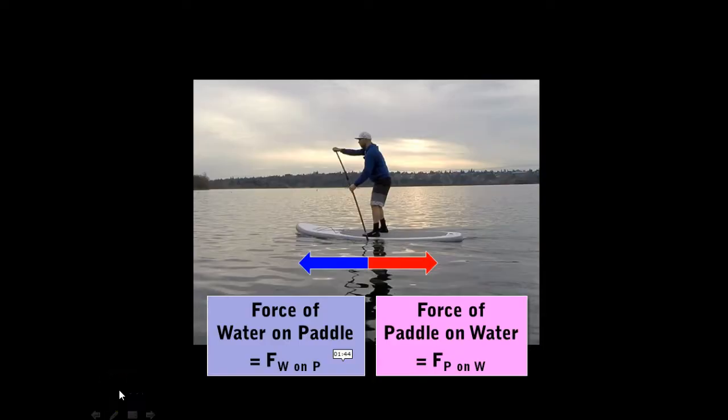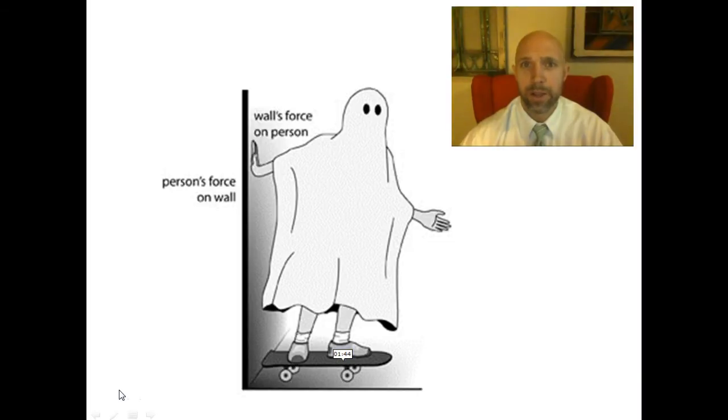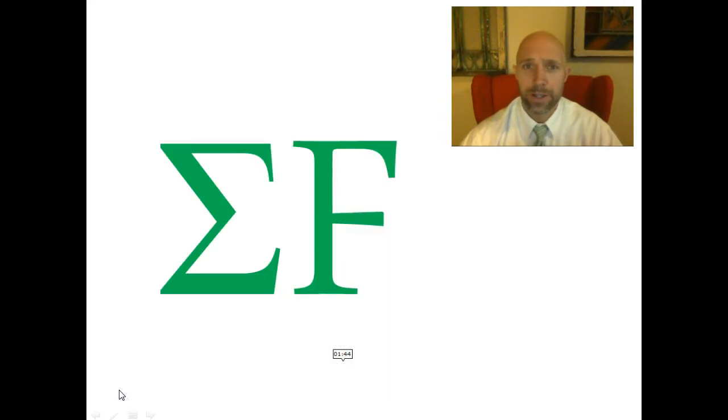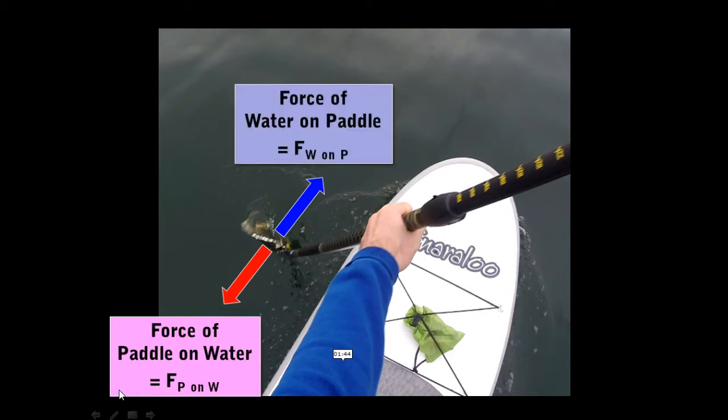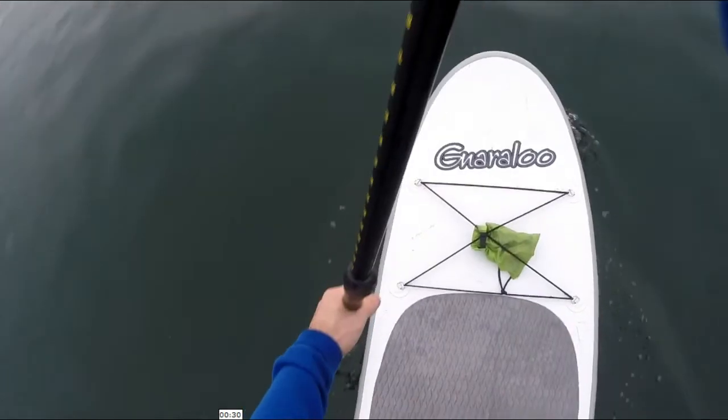What's cool with stand-up paddleboarding is it allows us to look at the role of the net force and really the angles involved. Kind of like what we saw with our ghost dude on a skateboard. You can see kind of what is the role of the net force or what is the direction, which way is the wind blowing, is there a current. You can paddle wider, narrower. You can see it here with some angles. Where do you want the craft to go? Let's take a look at this video.